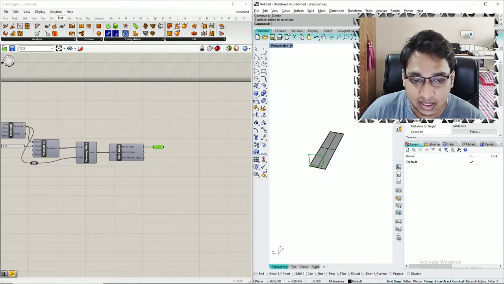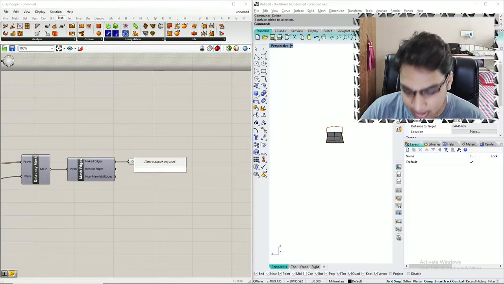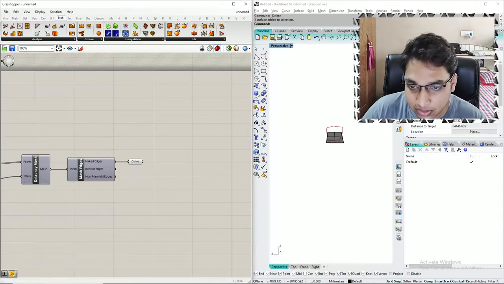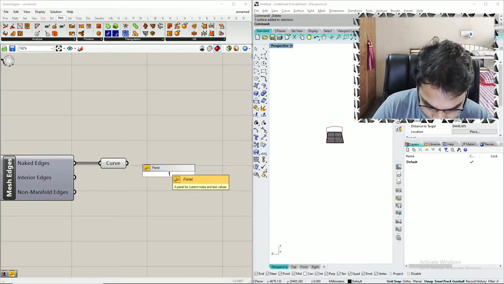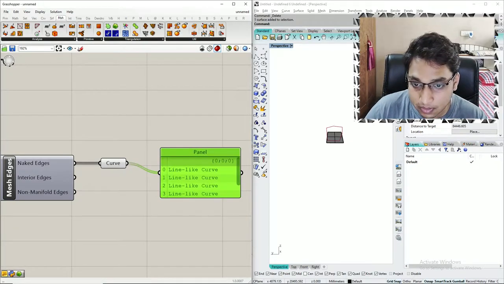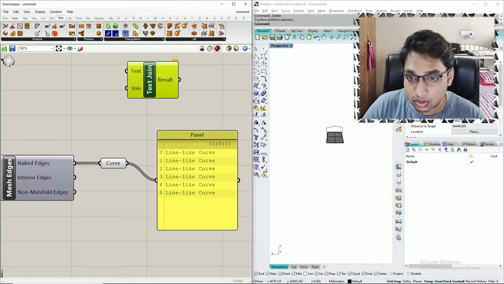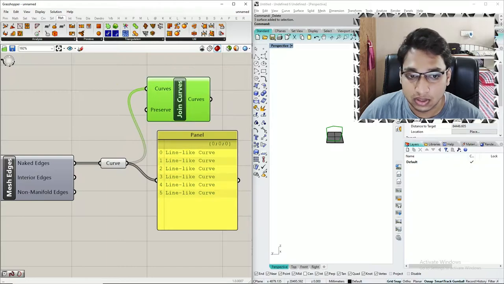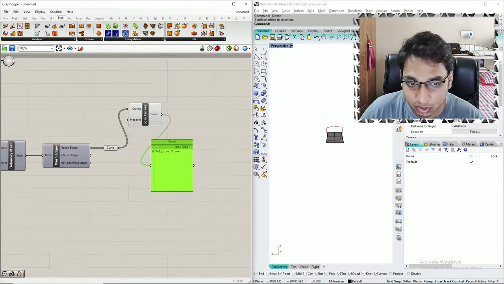This is basically a kind of geometry which I think will work for the kind of bridge which I am trying to design. So this is that curve, and now I can close this curve. Let me read the data first. So I'll join the curves together. Now if I'll read this data, it should be a simple polyline curve. Yes.